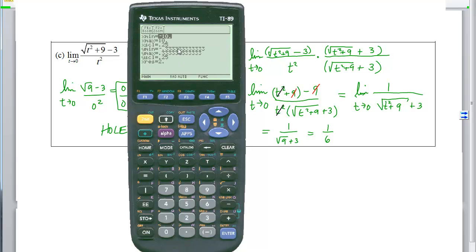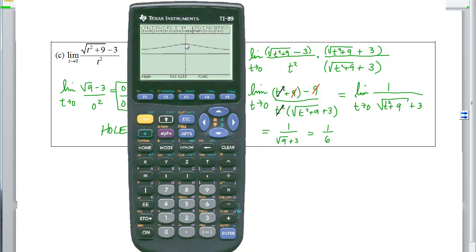So I'll go diamond window, and I'm going to let my standard window -10 to 10 be my x values, but now on my y values, I'm going to go from -1/3 up to 2/3, because I want to make sure I can see that 1/6. So I can do a -1/3 here, and I can do a positive 1/3 here. Now if I graph by doing diamond graph, which is diamond F3, we can see that picture.